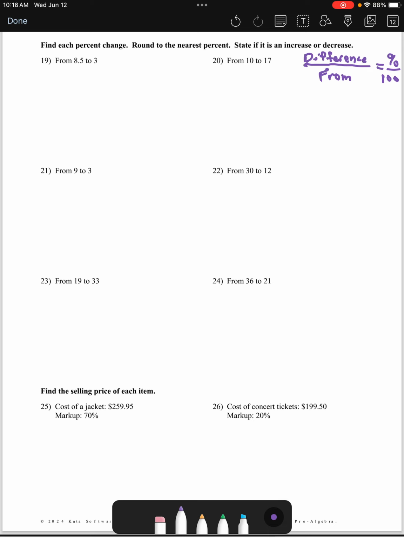Smaller from bigger, nothing crazy. The from number, you can see these problems all say from something to something else, so it's the first number. The percent, we're finding the percent, so that will always be our missing value. And our 100's a 100. So that's going to be the percent change. And it says round to the nearest percent. That means for this section, we're rounding our answers to whole numbers.